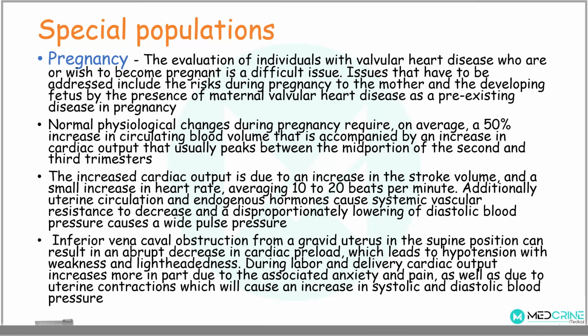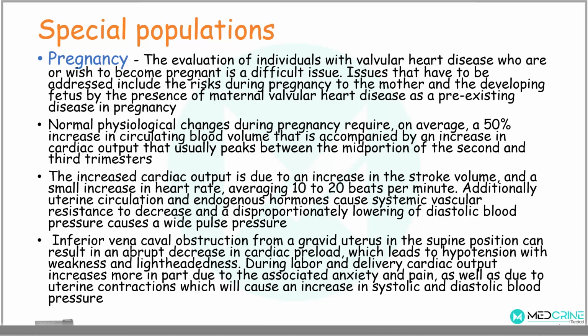Normal physiologic changes during pregnancy require an average of about 50% increase in the circulating blood volume that is accompanied by an increase in the cardiac output and usually peaks between the midpoint of the second and third trimesters of pregnancy. The increased cardiac output is due to an increase in the stroke volume and a small increase in the heart rate, averaging about 10 to 20 beats per minute.